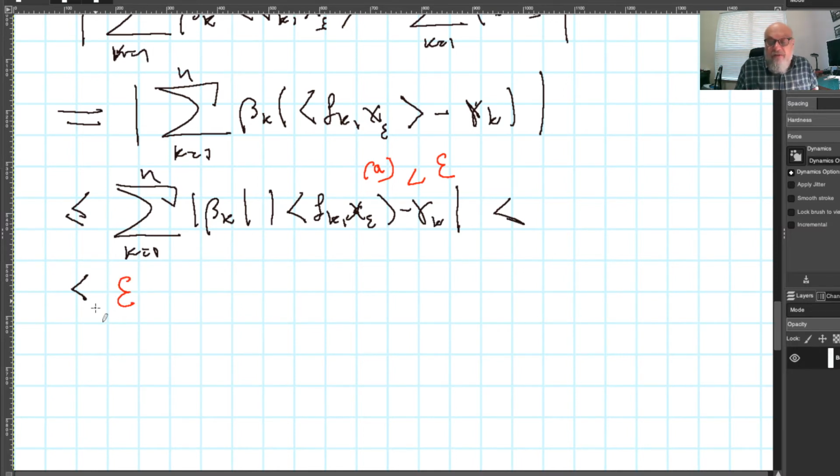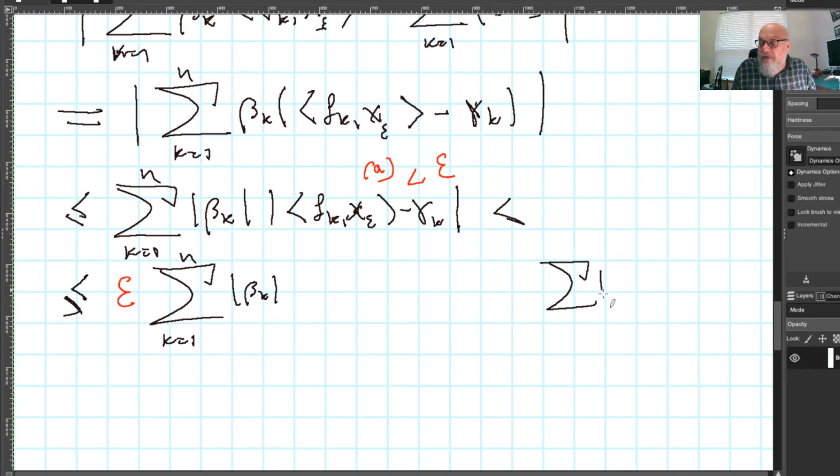But since beta, we didn't assume, can possibly be 0, we have to add that one. Put it again, this one, and in such a case I'm getting here sigma k equals 1 to n of beta k, and we will call this sum just s, the sum over k equals 1 to n, so this will be equal to epsilon times s.